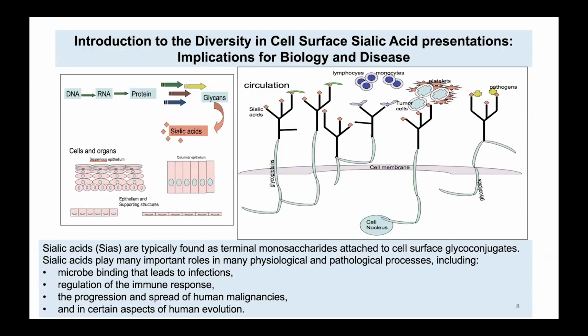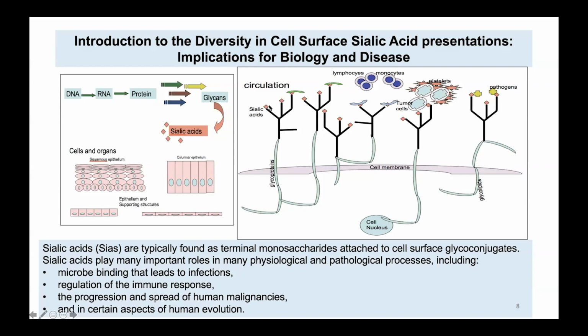As an introduction, I wanted to talk to you about the cell surfaces. You all concentrated on DNA, making RNA, going on to make protein, but the cell is not really done until it makes the surface carbohydrates, which are called glycans, glycoproteins, glycolipids. And at the very tip of these glycans are these diamond-shaped structures that are known as sialic acids.